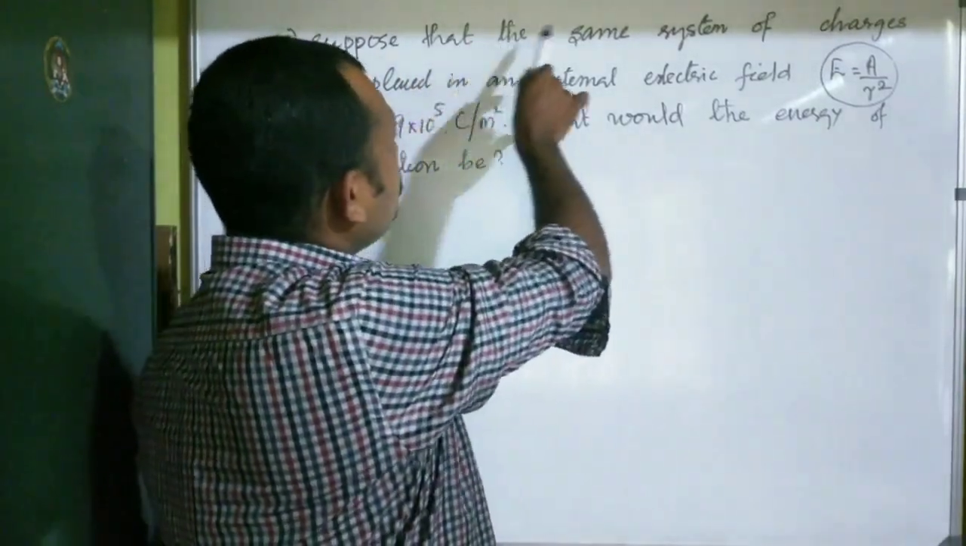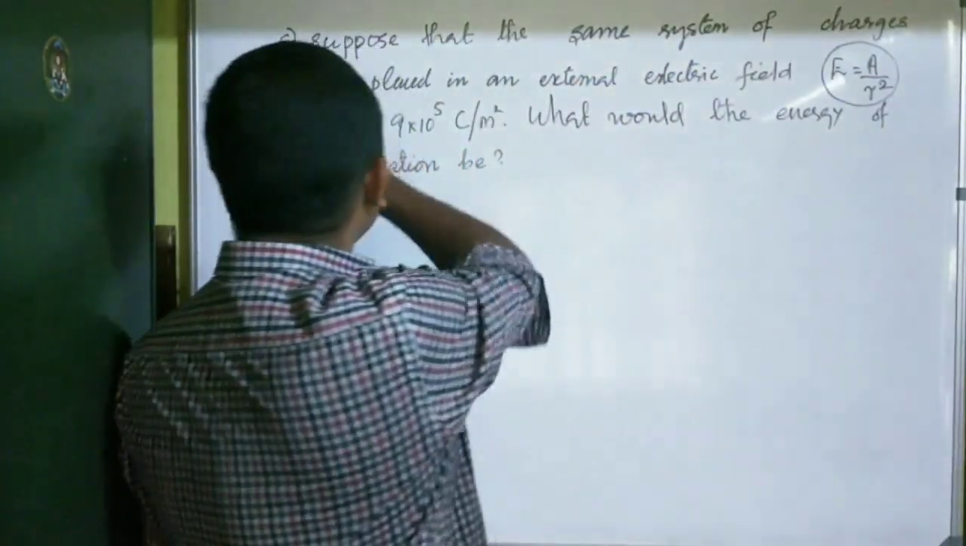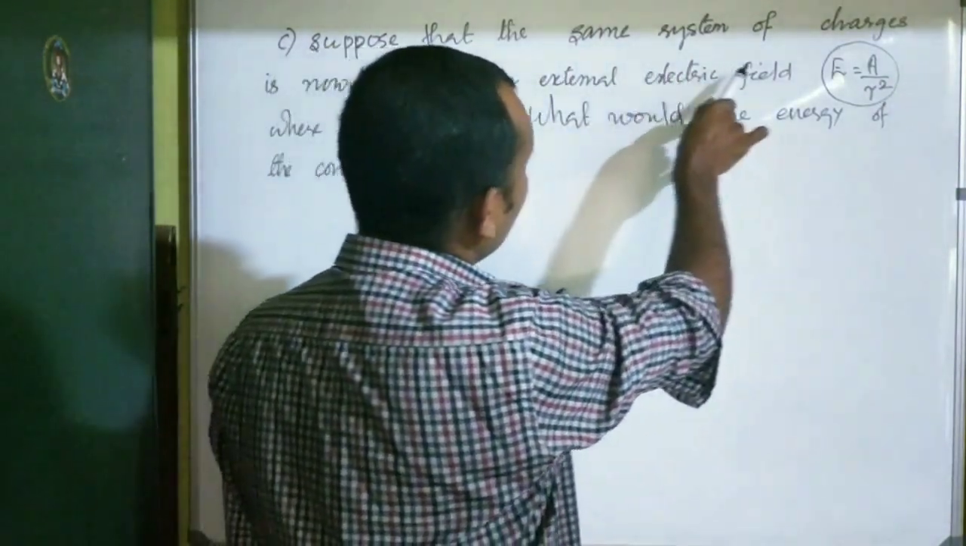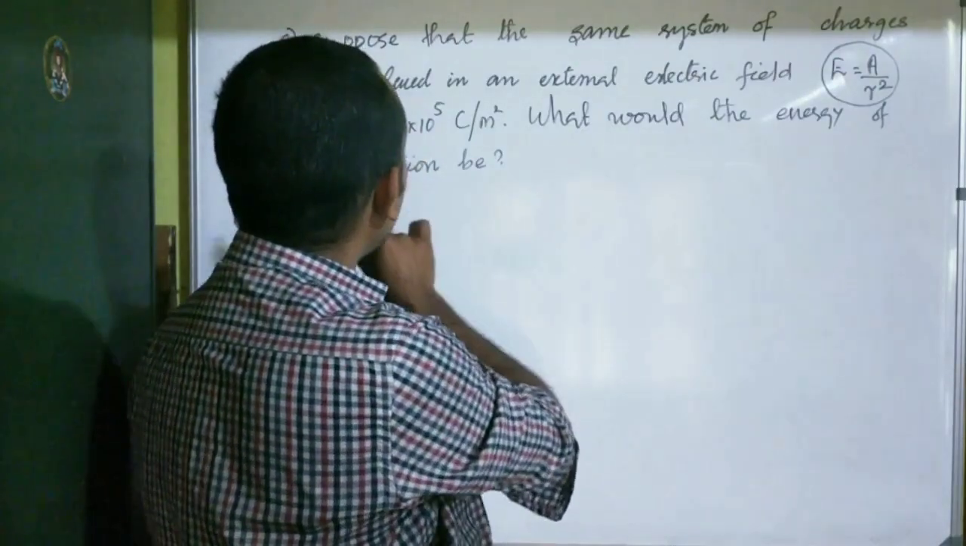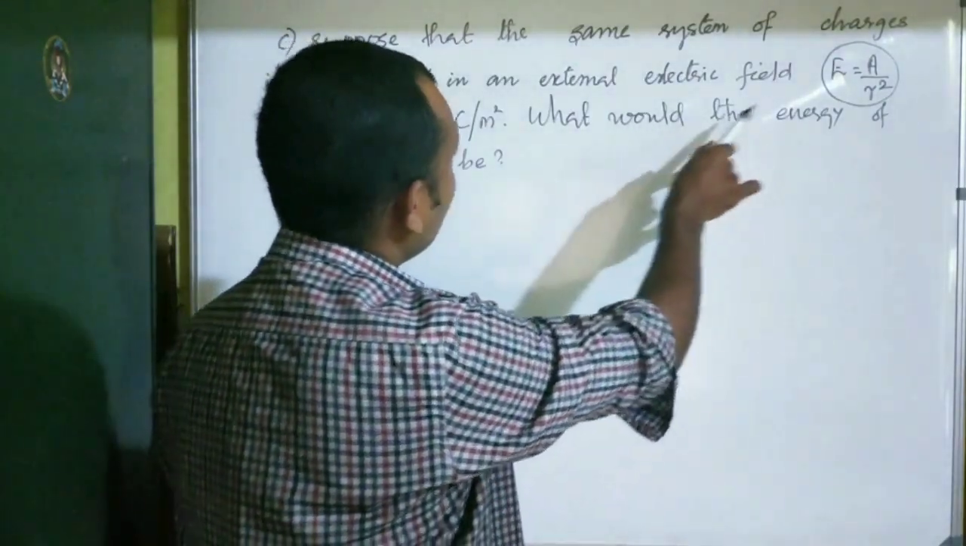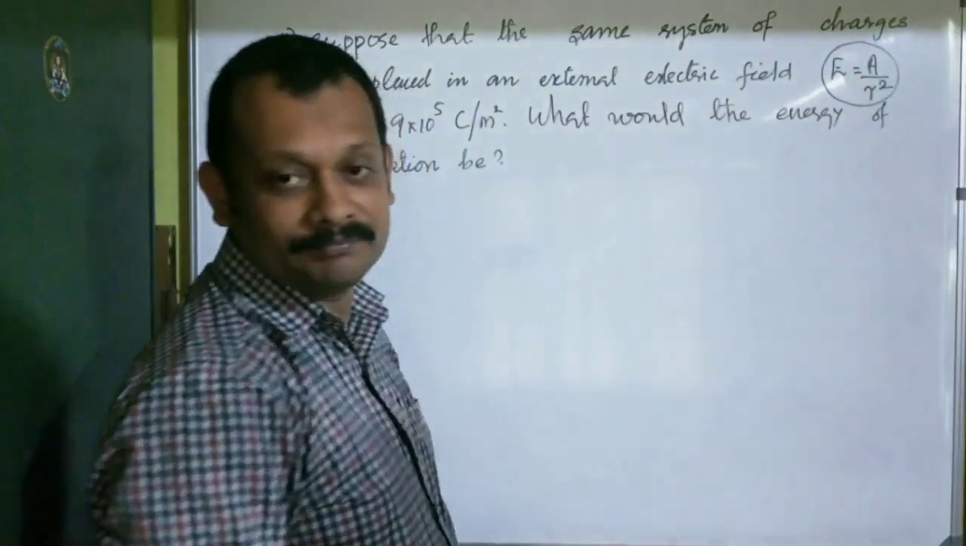Suppose that the same system of charges is now placed in an external electric field, E is equal to A by R square, where A is equal to 9 into 10 raised to 5 coulomb per meter square. What would be the energy of the configuration?